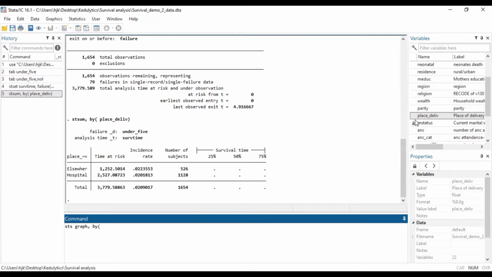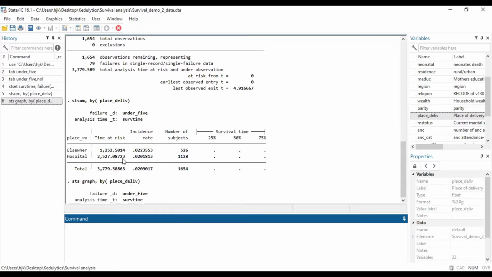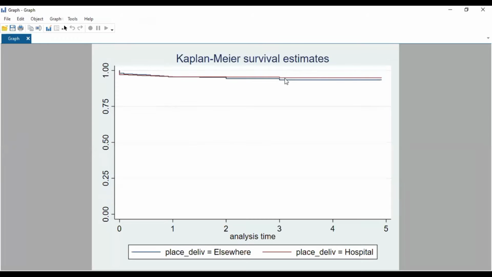We can equally demonstrate that by using the graph, and we can also see it visually. As we can see in the graph, the place of delivery being hospital has a higher curve compared to that of elsewhere. So it is also consistent with what we are saying over here.